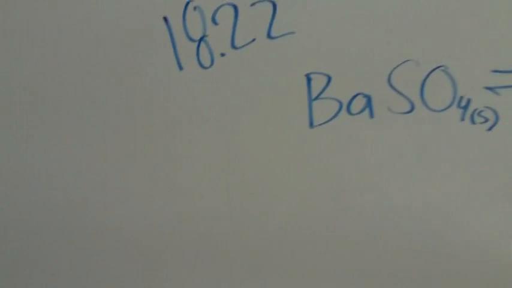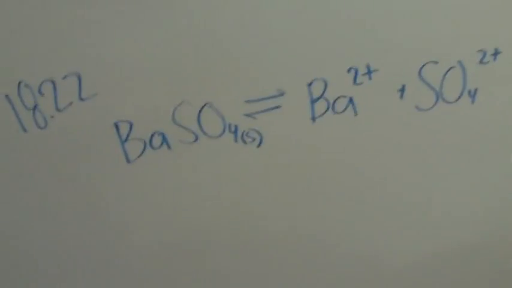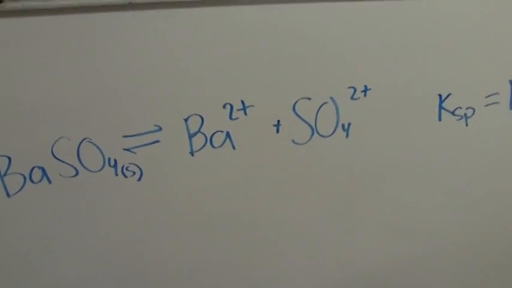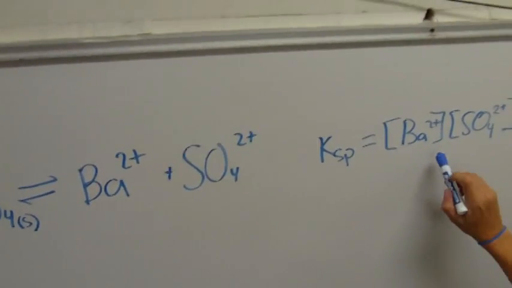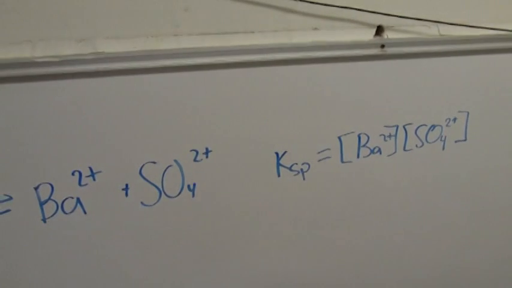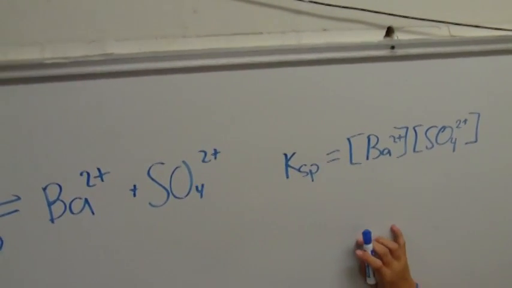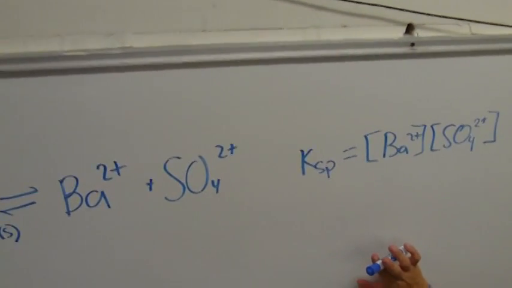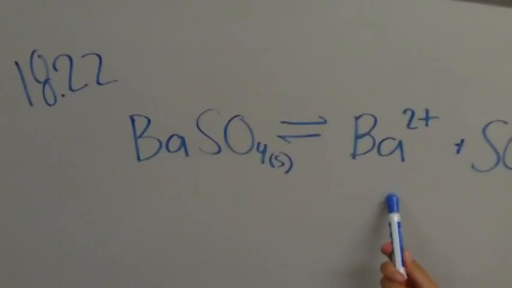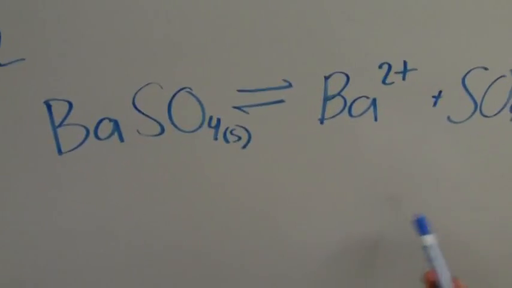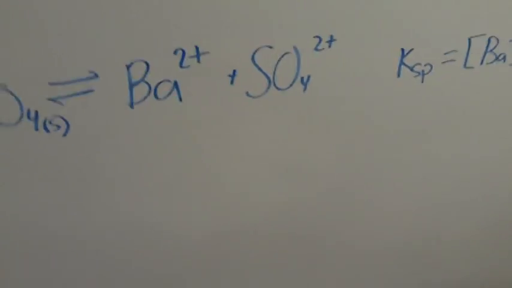18.22. Here we are. So we already wrote out the equation and the Ksp. I was explaining that the reason that Ksp is only the product of the products and the reactants aren't in there is because the reactants are always solid, since it's a solid dissolving into ions, and solid is a pure substance, and pure substances don't go into equilibrium laws.